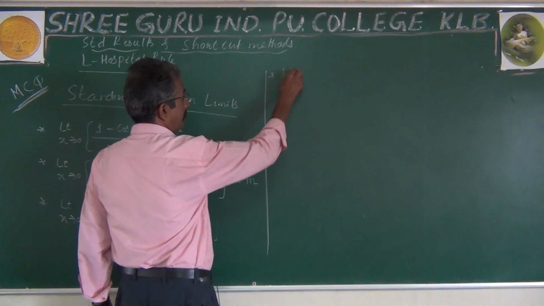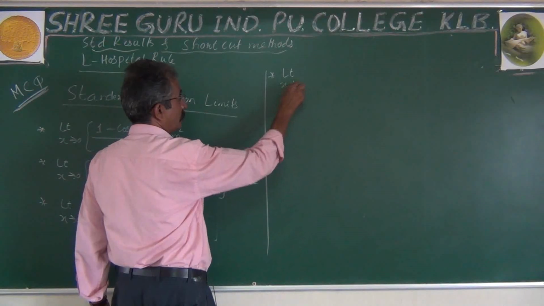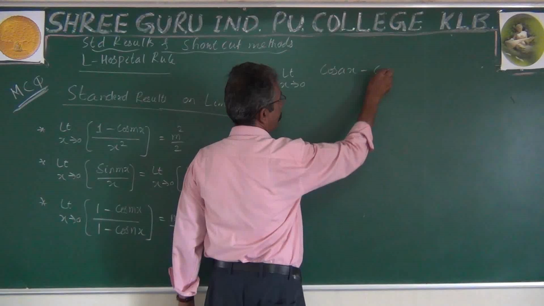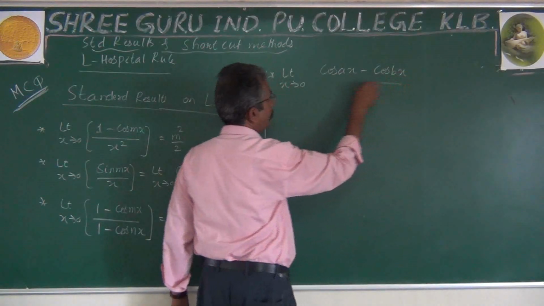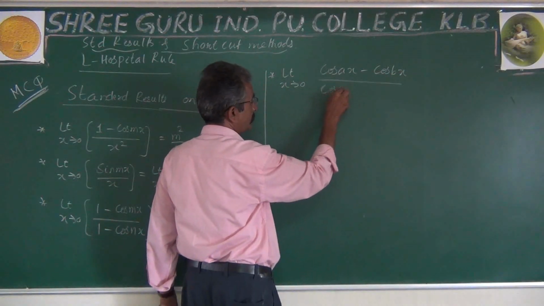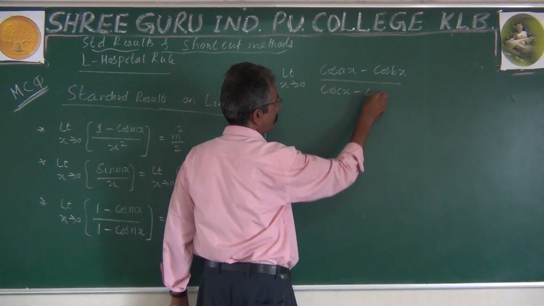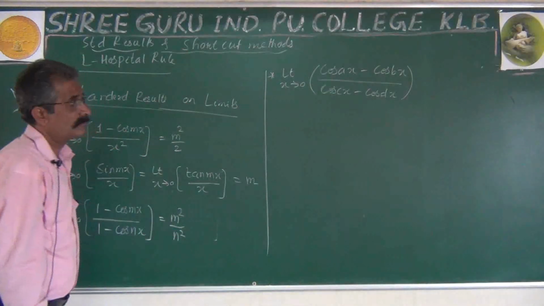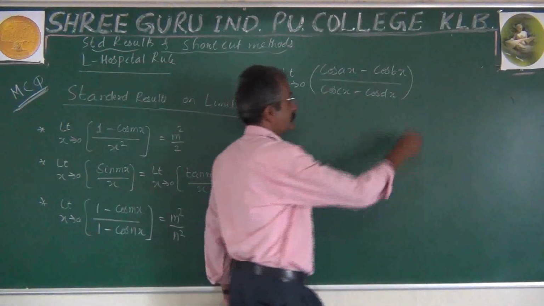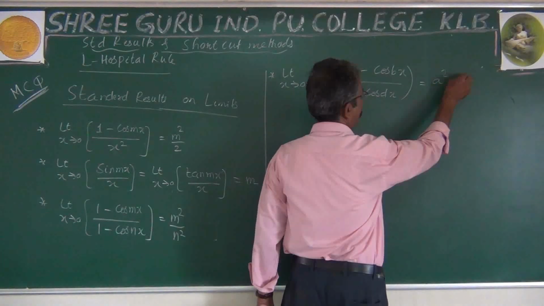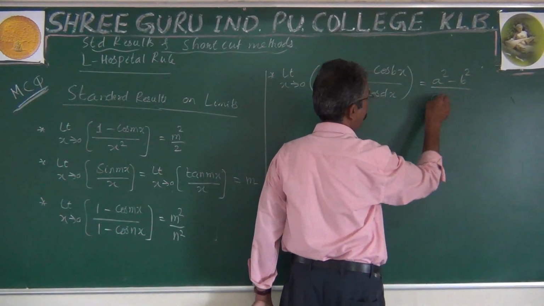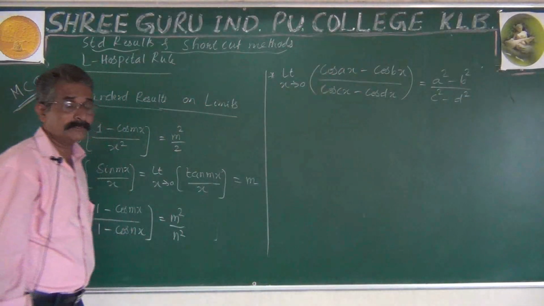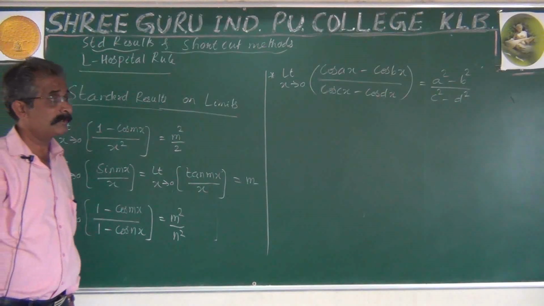Next, limit x tending to 0, cos ax minus cos bx divided by cos cx minus cos dx. Its answer is always a square minus b square divided by c square minus d square, or it may be b square minus a square by d square minus c square.